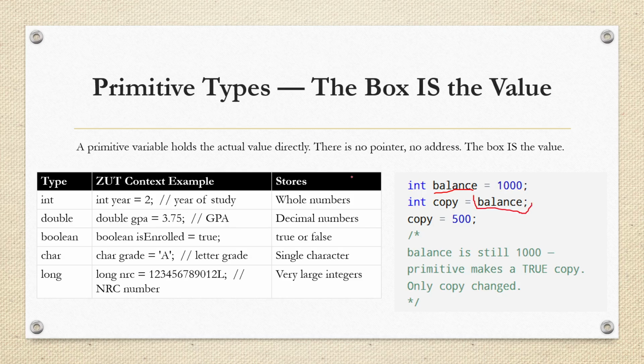So balance points to 1,000, and on this particular line, copy will have the value of 1,000. However, when we reassign this, copy will now have 500, whereas balance will remain at 1,000. So this does not affect balance in any way. I want you to remember this because references were completely different. And that contrast, the difference, is very important.